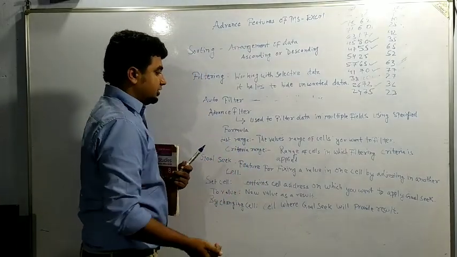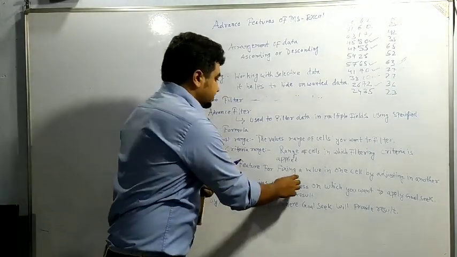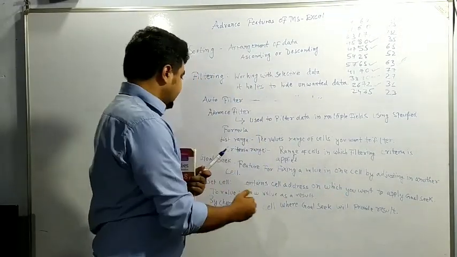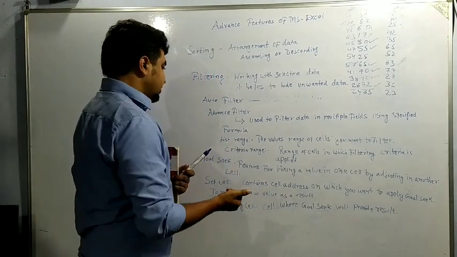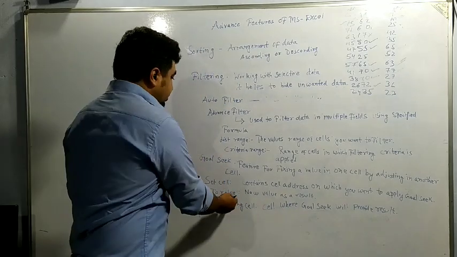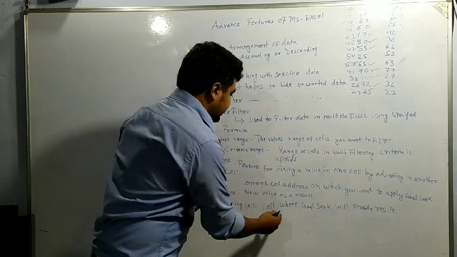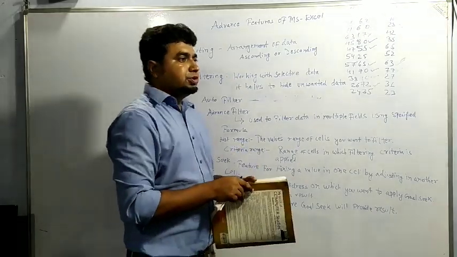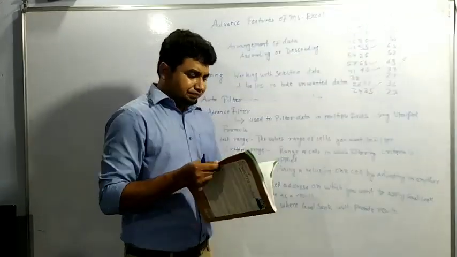Goal-seek. Goal-seek is another technique for fixing a value in one cell by adjusting it in another cell. It contains the cell address on which you want to apply goal-seek and the new value as a result. To value means the new value as a result, and the by-changing cell is where goal-seek will provide the result. So this is also one of the methods we will be using. This we have also done.